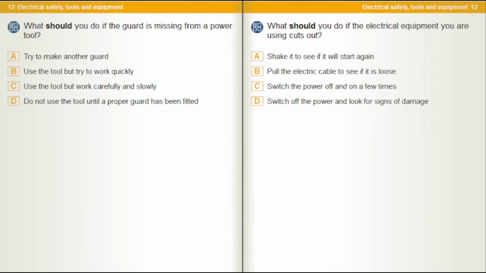What should you do if the guard is missing from a power tool? Try to make another guard. Use the tool, but try to work quickly. Use the tool, but work carefully and slowly. Do not use the tool until a proper guard has been fitted.